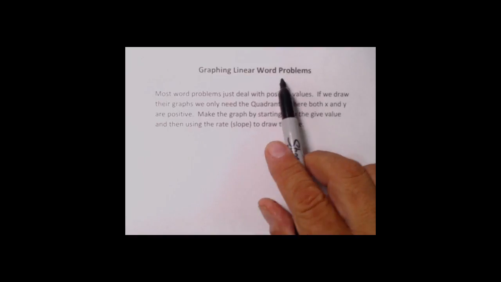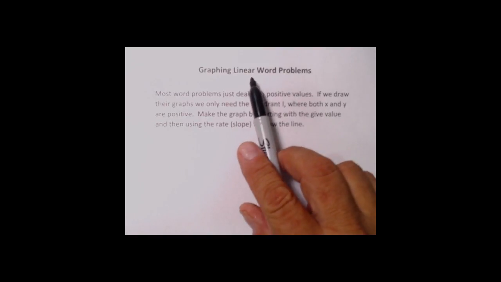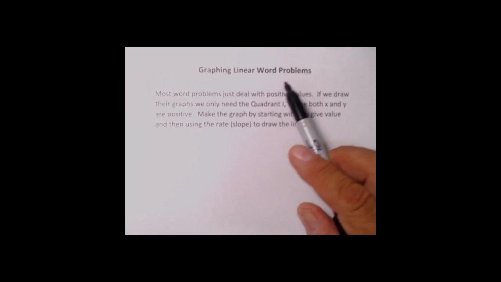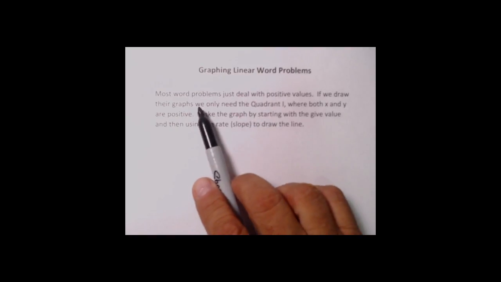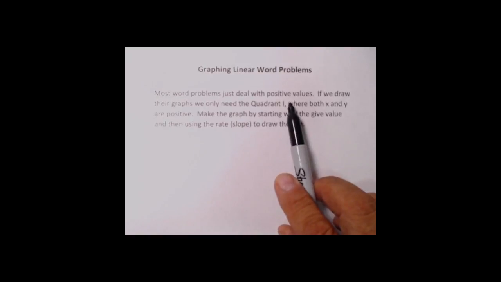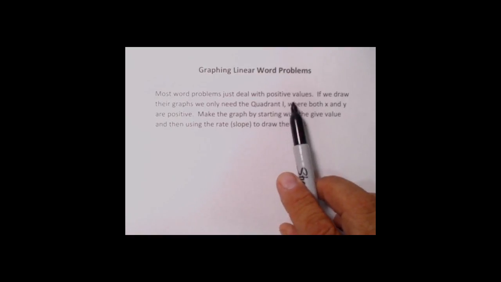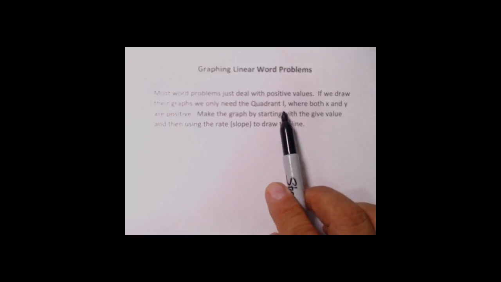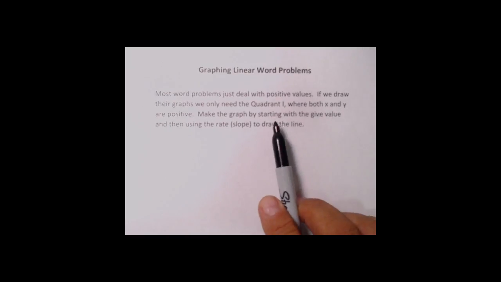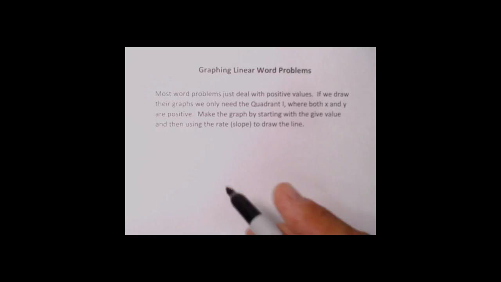Actually, most word problems, particularly if they're linear, and that's what we're dealing with now, ones that produce straight lines, can be turned into graphs. One of the interesting things about these is most word problems just deal with positive values. If that's the case, then we can draw their graphs only needing quadrant number 1, where both x and y are positive. Here's the main idea.